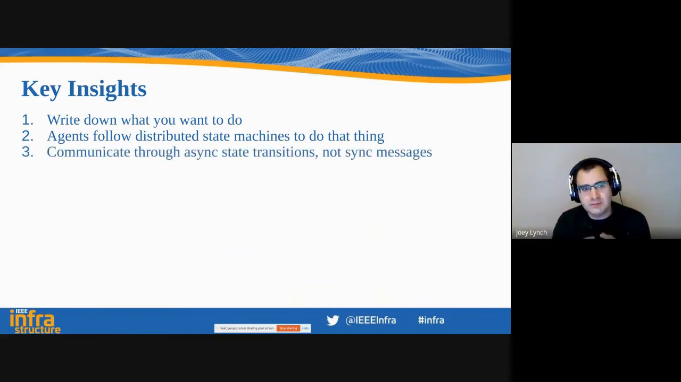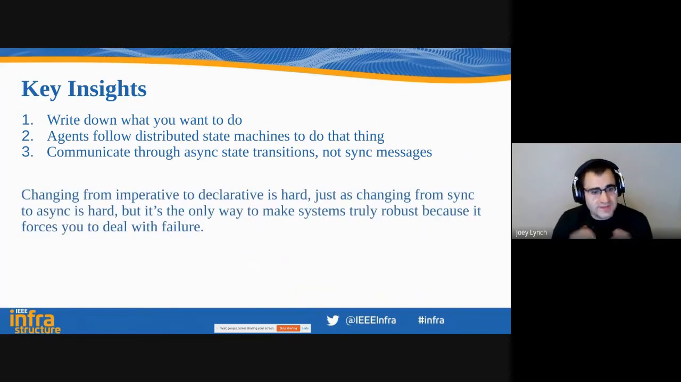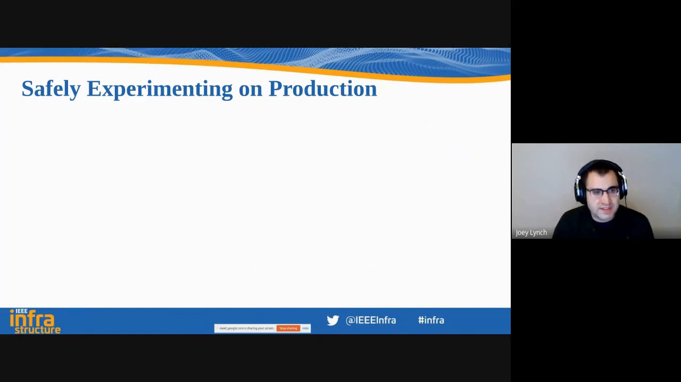And this is really very important because in the self-healing architecture, agents communicate using asynchronous state transitions, not synchronous messages. So in the previous slide, I could have said the new nodes message the old nodes to shut down, but that's not robust because what happens if the message fails? Instead, you communicate through state transitions and state machines. And this is difficult. It's harder for engineers to write, but it's the only way to make systems truly robust because it forces you to program those failure states. Now I'll hand it back over to Dinesh to talk about how, once we have the ability to set goals, we can use that to safely experiment on production.